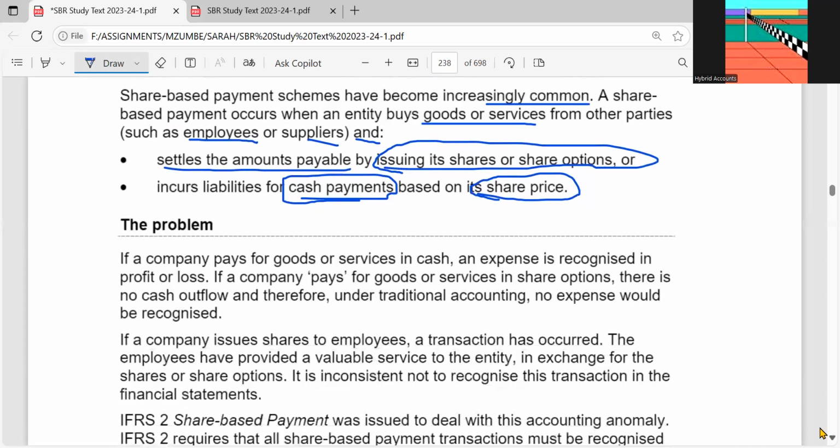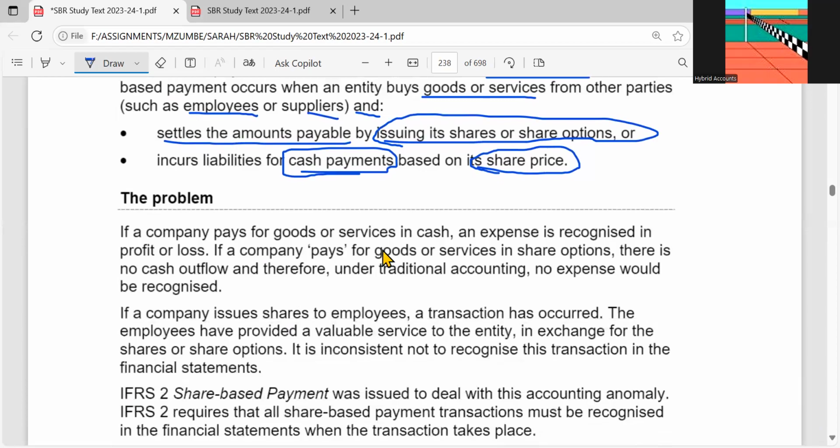Okay, so what is the problem now? If a company pays for goods or services in cash, which is normal, an expense is usually recognized, right? Let's say you have made purchases, recognized in profit or loss as purchases. But if a company pays for goods or services in share options, there is no cash outflow, and therefore, under traditional accounting, no expense would be recognized. This is what was happening. Transactions were happening, but there was no way of recognizing them in the income statement. You see the problem in the statement of financial position.